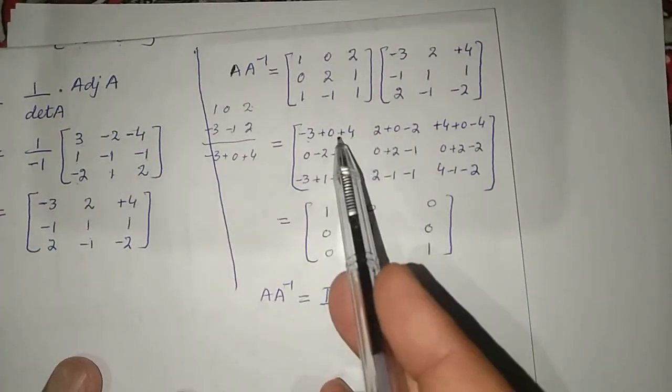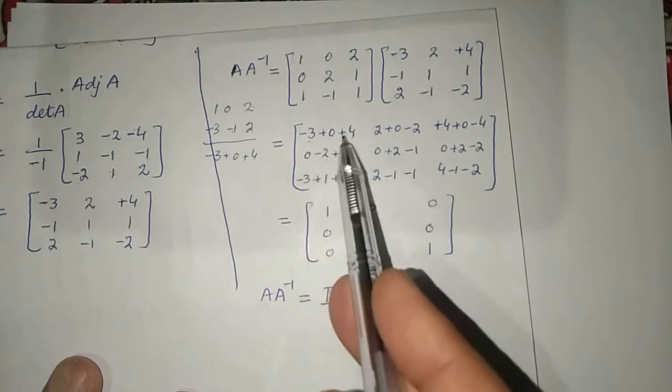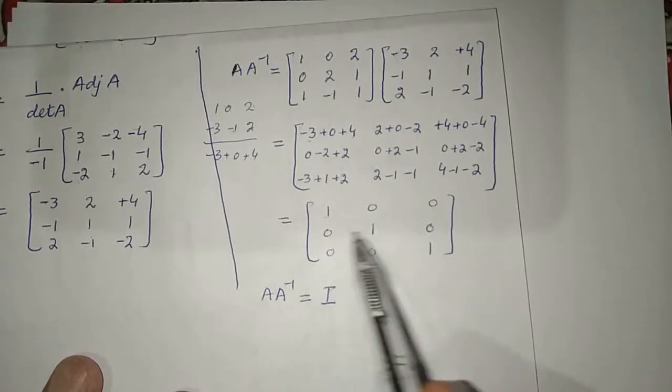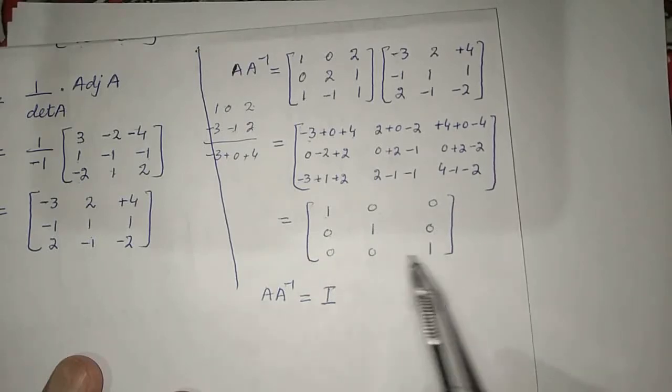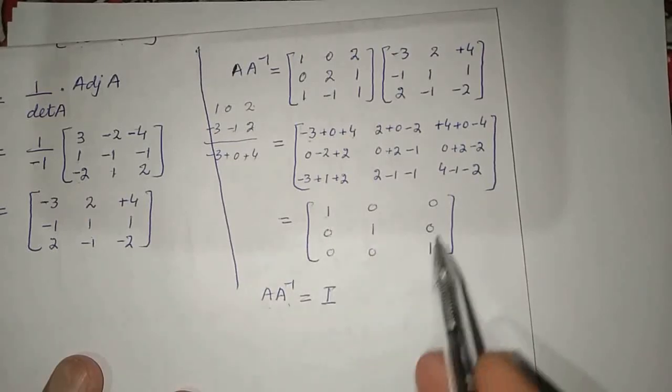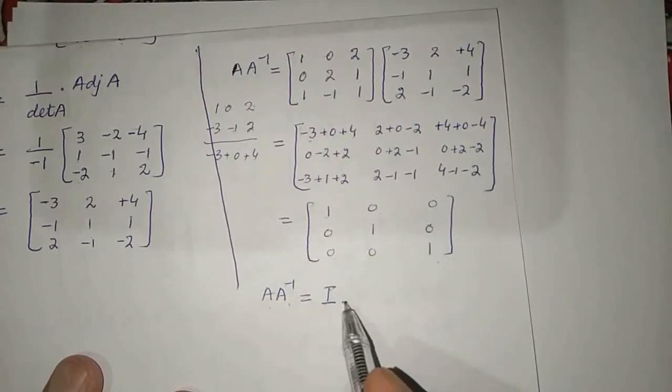After adding, calculating each entry of this, we are getting 1, 0, 0, 0, 1, 0, 0, 0, 1. So A multiplied by A inverse is equal to the identity matrix of order 3.